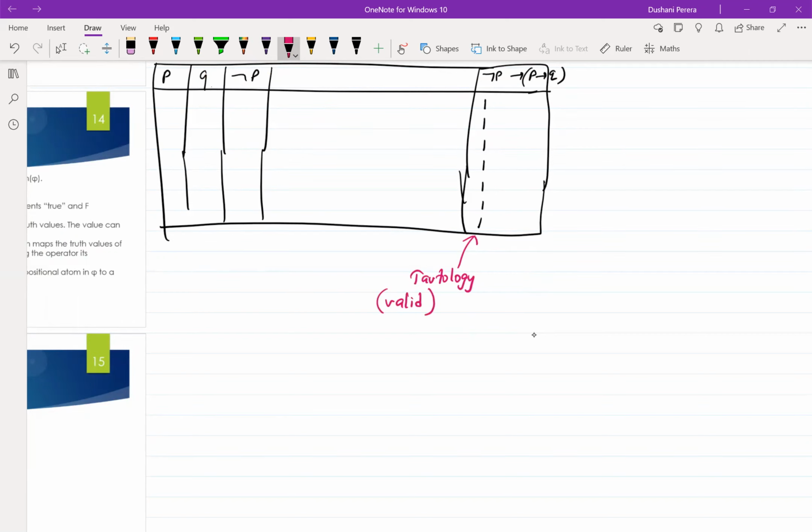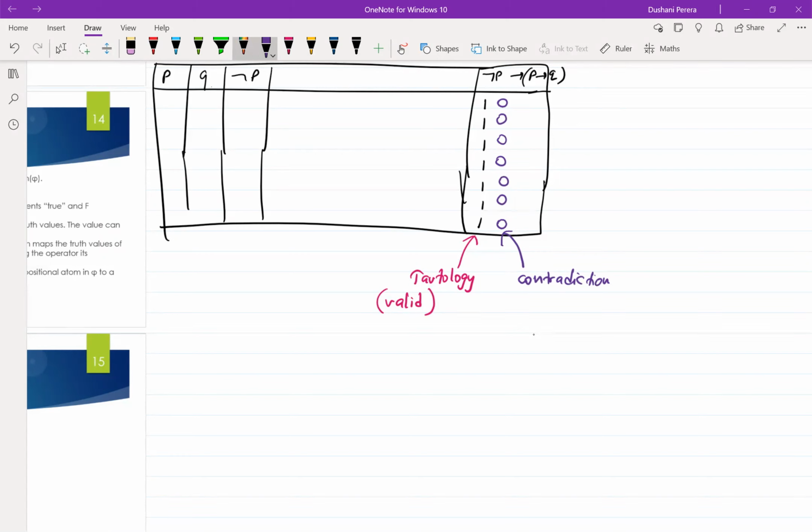The other side of that: if all are false, we call that a contradiction. There is no way we can say it is true, so it is going to be a contradiction. Right?